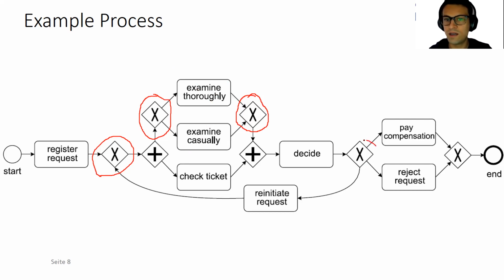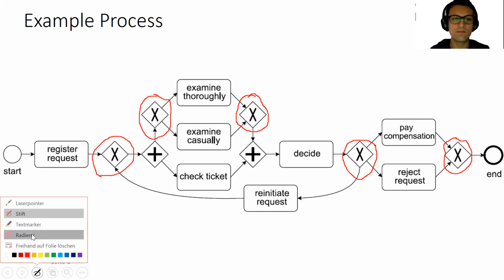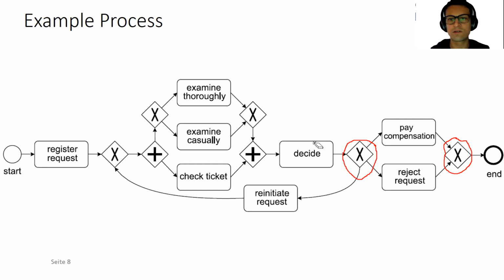The same in the end, right? So again, here we have a diamond with a cross there and a diamond with a cross there. Basically, what we can do at that position is we can either pay, we can reject the request, or we can reinitiate the request. And when we do that, we get back into this first diamond with the cross inside. So that's about the diamonds in this picture with the crosses.